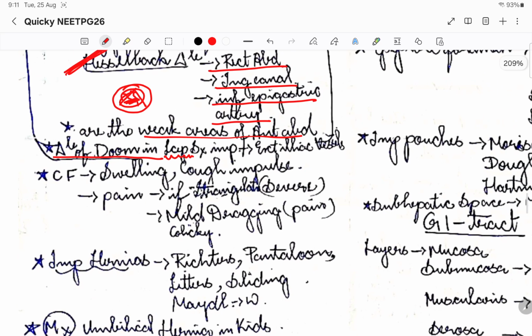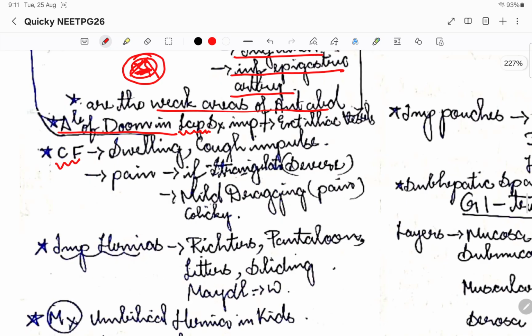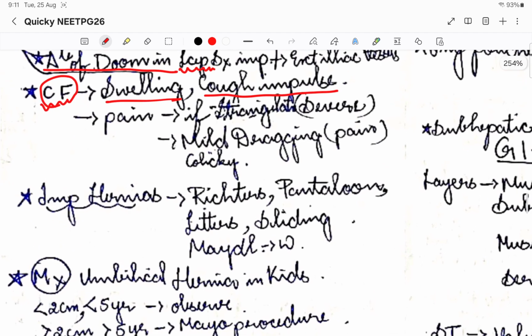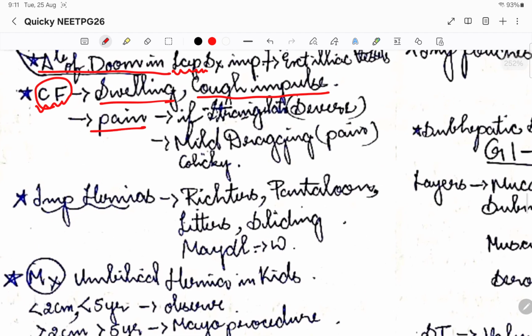With respect to hernia, the clinical features are swelling and cough impulse. Basically the patient presents to you with a swelling. Coming to pain, there won't be pain. There will be a dragging sensation in some people, but pain will occur only when there is strangulation or obstruction. That is the severe case, and that is when the pain will occur.